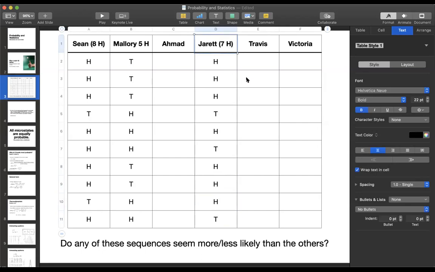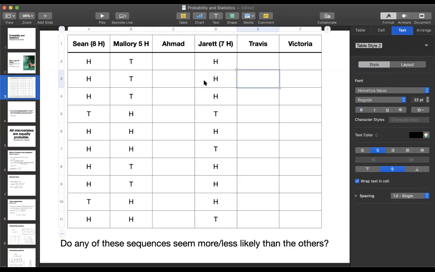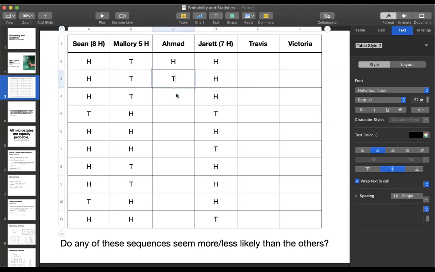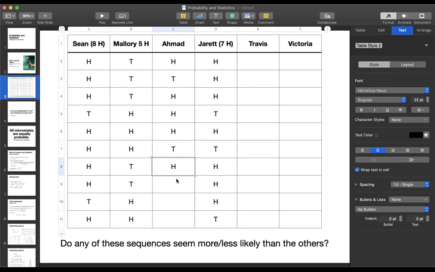All right, who's next? All right, Ahmad. Heads, tails, 3 heads. And then tails. And then all of the rest of them are heads. All right, so there should be 8 heads, okay.